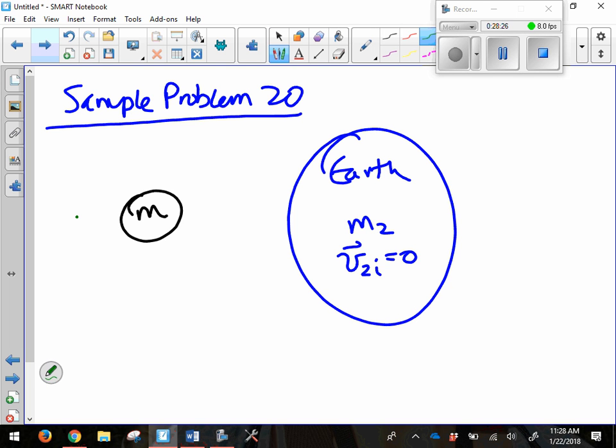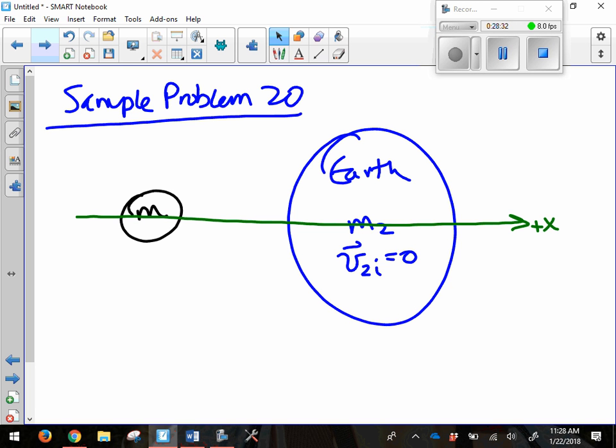And because I can align my axes any way I want, I'm going to make an axis so that the meteor and the Earth are all along the positive x-axis, just because it makes my life easier. Yeah, that's what we're going to do right now. No, it is a meteor, but it's the same thing. Substitute in the moon if you want to substitute in the moon.